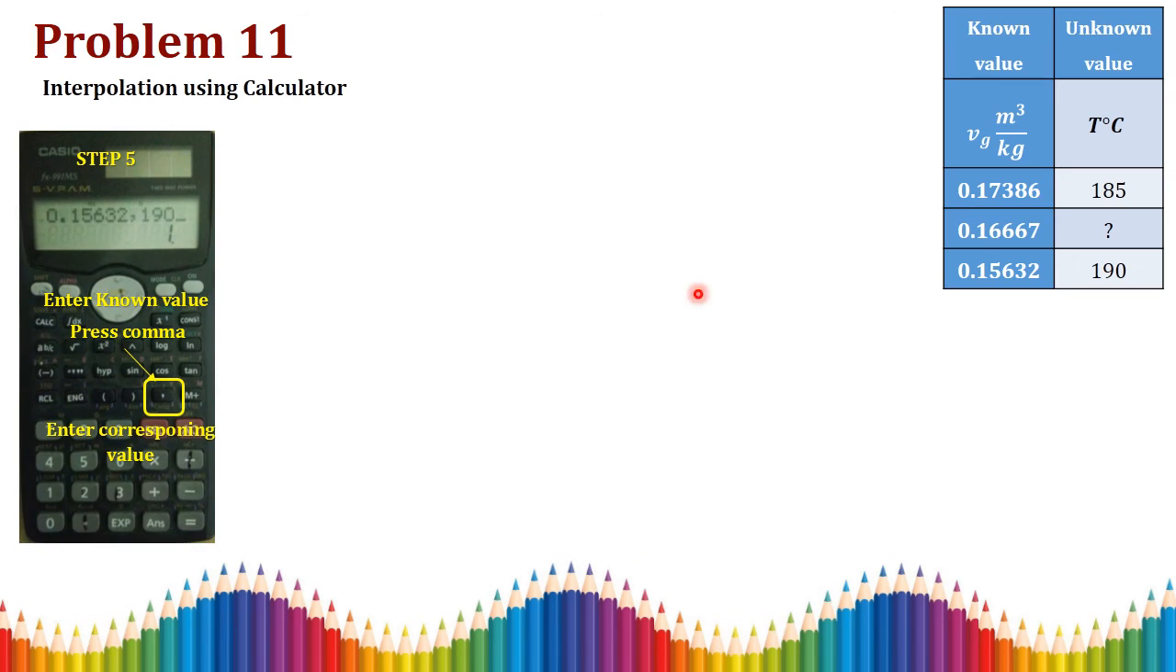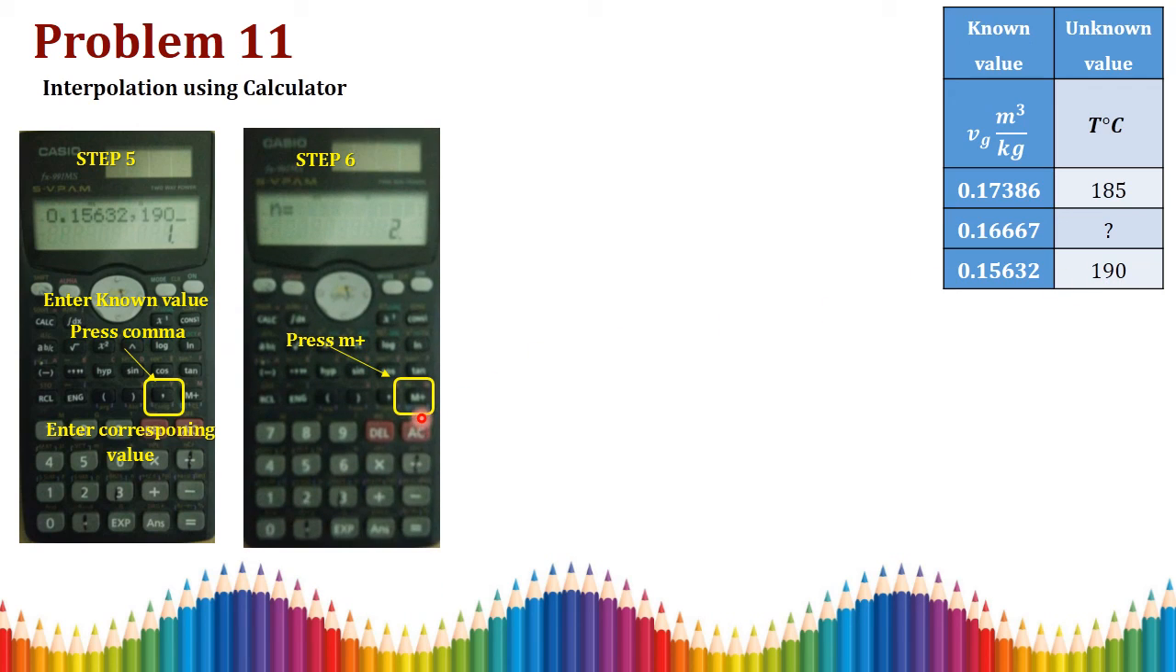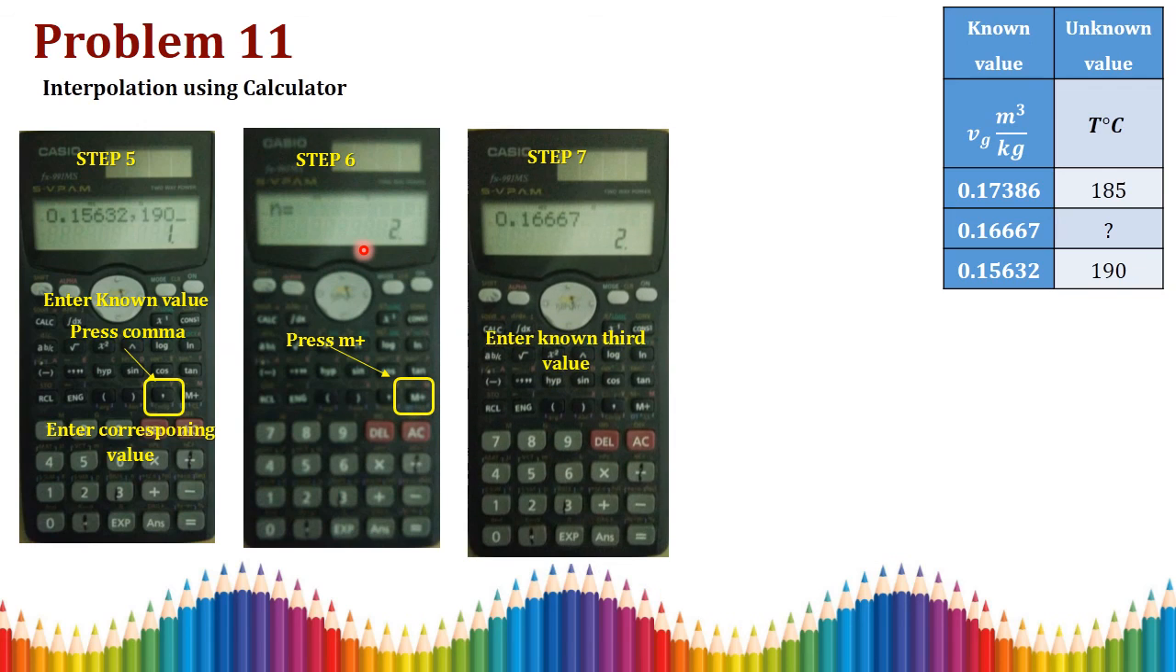In the next step, you have to enter another pair of known values. These two values we have known, so you enter these two values in this step: 0.15632 comma 190. Then again you press M plus. Then your entry will show n is equal to 2.